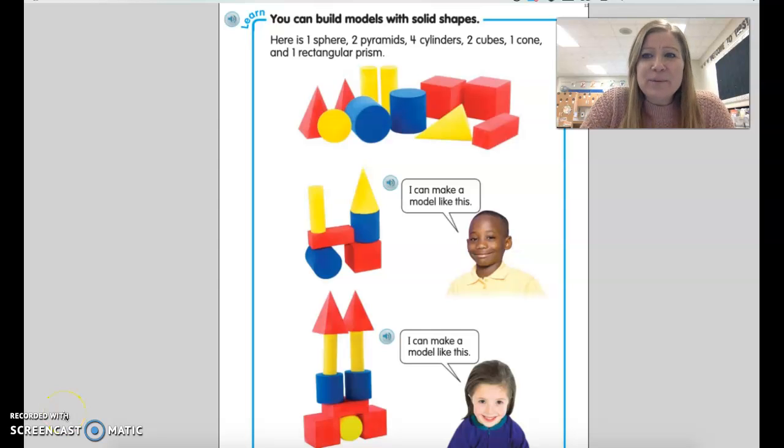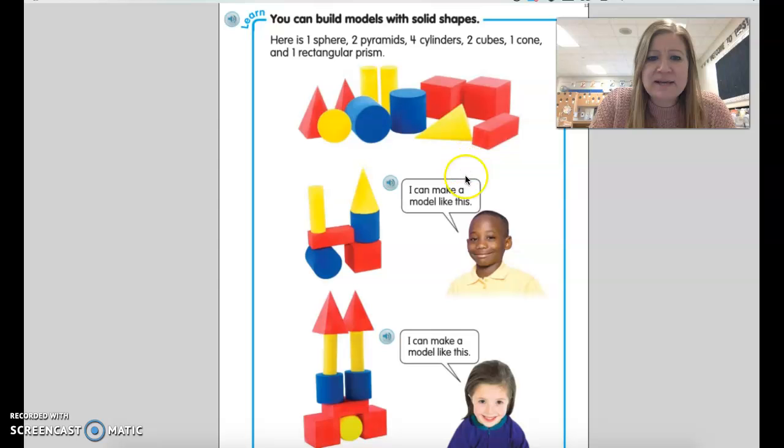Hi, first graders. Today we're going to talk about building with shapes again, but this time we're talking about building with the solid shapes or the 3D shapes. So in this picture, we have a picture of one sphere, two pyramids, four cylinders. So they have the two skinny cylinders and the two bigger cylinders, two cubes, one cone, and one rectangular prism.